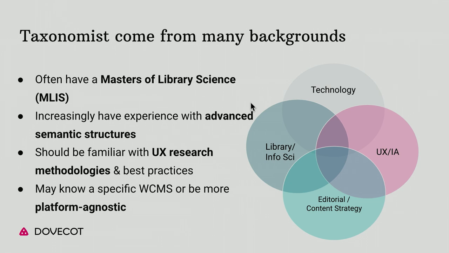Not everybody has a master's in library science. Different programs provide more or less useful masters of library science for web taxonomy. So don't take that as, you know, they have to, but it's definitely one of the routes. Increasingly, but not always, they have experience with advanced semantic structures. So they might be coming from an ontology perspective.